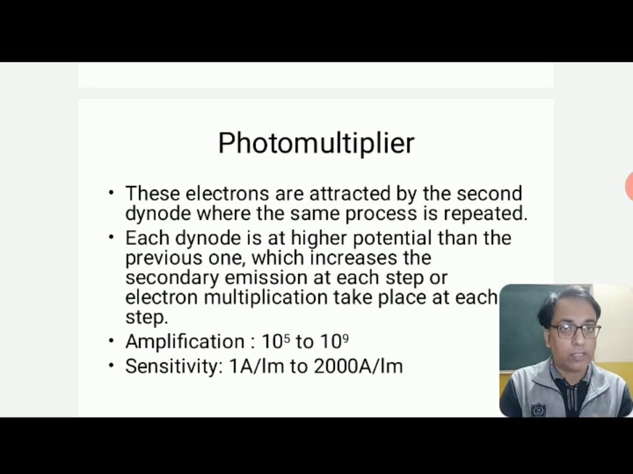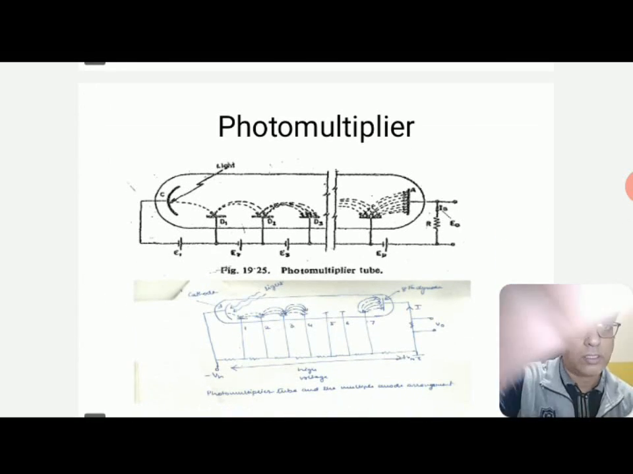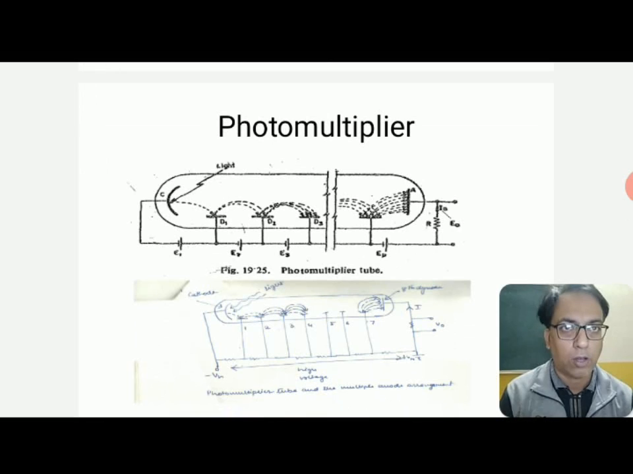For the photomultiplier, the sensitivity is 1 ampere per lumen to 2000 ampere per lumen. Now you have come into the ampere range. For the previous cases, such as gas filled cells, we were in the microampere range, but using a number of dynodes the range comes into amperes, which is a good, significant value. This is the working and construction of a photomultiplier.